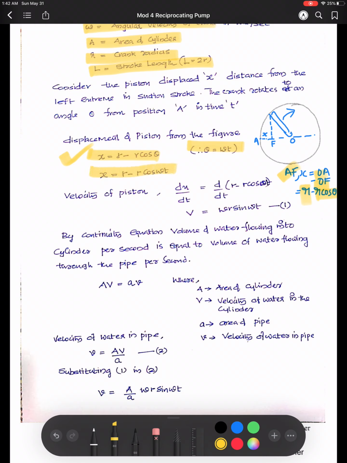Now we need to find the velocity of the piston. For that we'll take the derivative of x with respect to time. That is d by dt of r minus r cos omega t. So velocity is equal to r omega sin omega t. We'll get the result as r omega sin omega t.